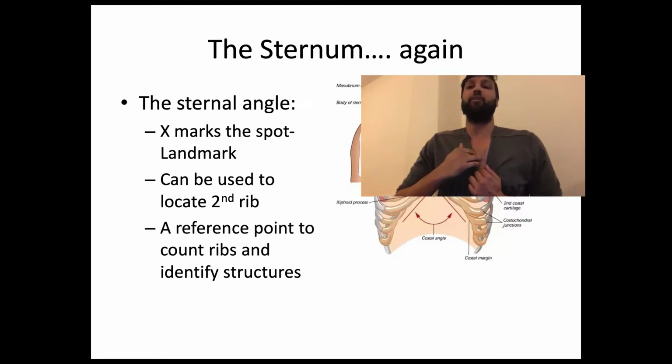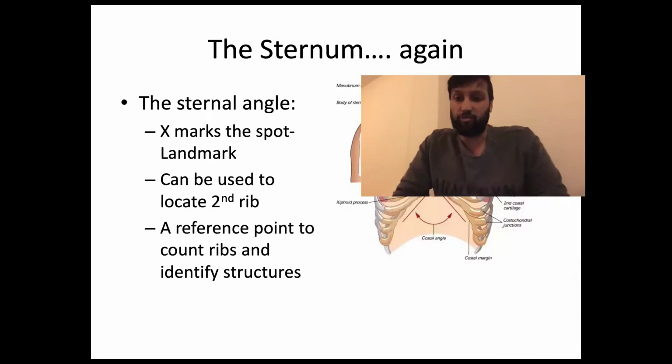Again, we're going to explain this to you on the day itself. But that ridge is a bump that's formed because of the joint of the sternum connecting to the body. Why that's relevant is because right next to that bump is your second costal cartilage. And that is your reference point to be able to count ribs and then to be able to identify structures that sit here.